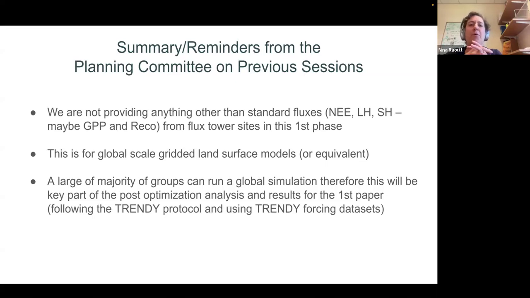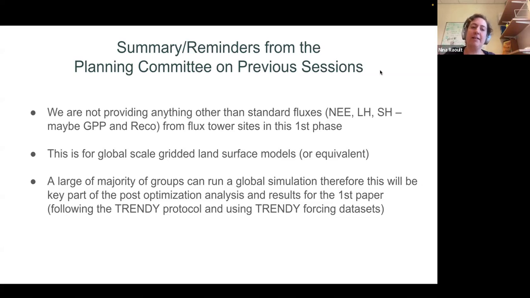So just a little bit of a summary and reminder of what's come out of the previous sessions. I think there's been a little bit of confusion about what fluxes we're going to be providing. We're only really going to be providing NEE, which we might split into GPP and respiration, latent heat and sensible heat for this first phase. And maybe in later phases we can re-explore which variables are provided, but these will be the ones that we will be focusing on. And we are hoping to work with global scale grid and land surface models. So we're not looking at river catchments or anything that wouldn't be able to fit with these site-based simulations.